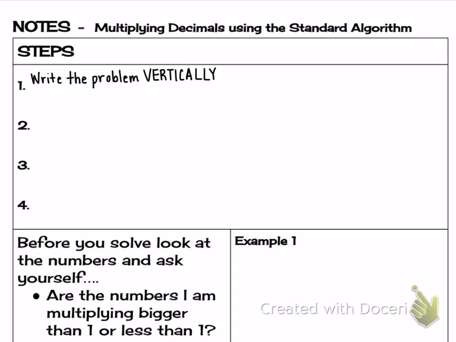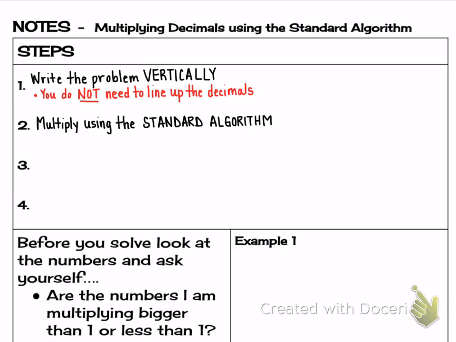Now, when you add and subtract decimals, you have to make sure you line up the decimals. But when you multiply decimals, you do not need to line up the decimals. So what you're going to do is write the longer number on top. It doesn't have to be bigger, it just has to have more digits. And then from the right side of the problem, you're going to line up the shorter number from right to left. The second step is to then just multiply using the standard algorithm.